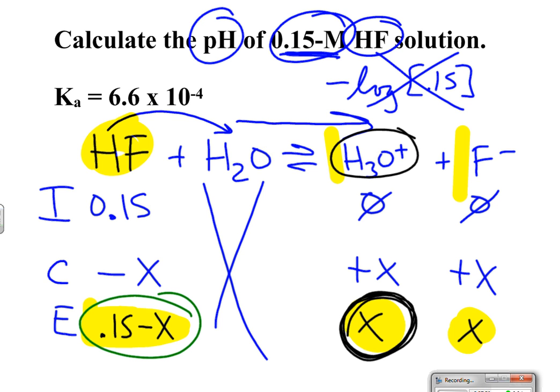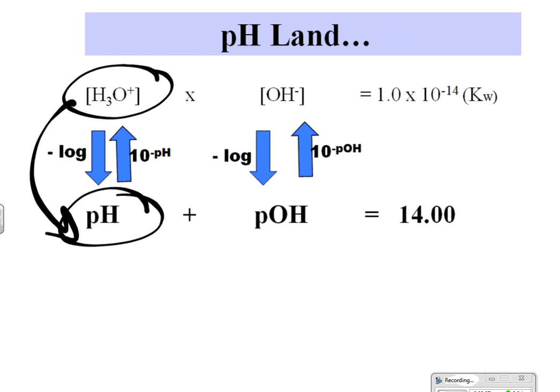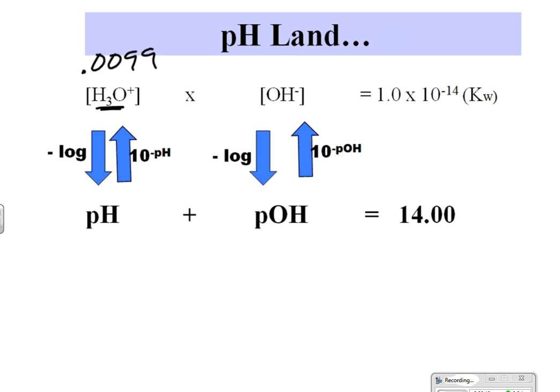If I go back to pH land, here's pH land right here, I now have 0.0099 because I was dealing with an acid. Now I have my H3O plus. If I take the negative log of that, I get a pH of 2.00. And that's how I find the pH of a weak acid. I find H3O plus, but via an ICE table.